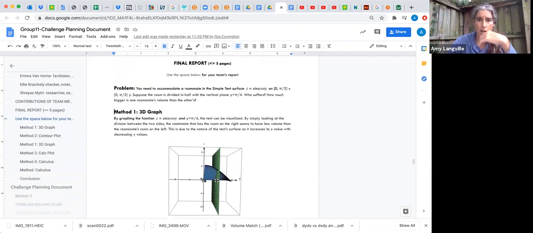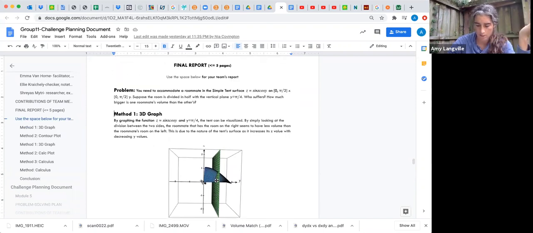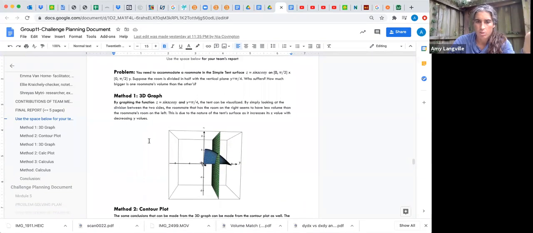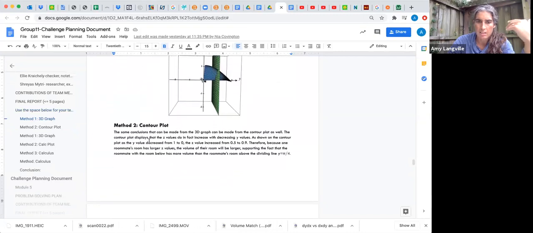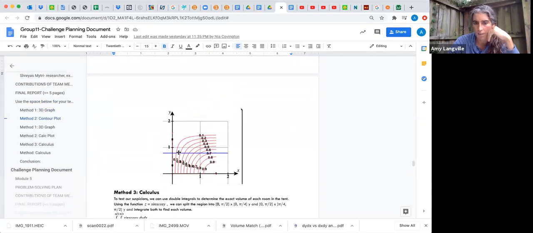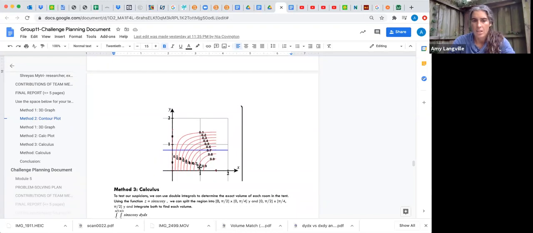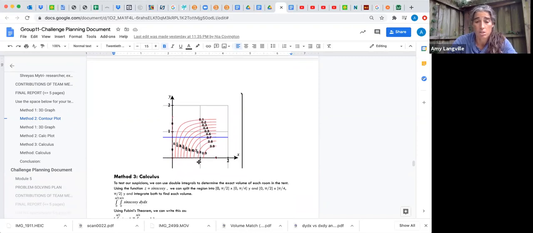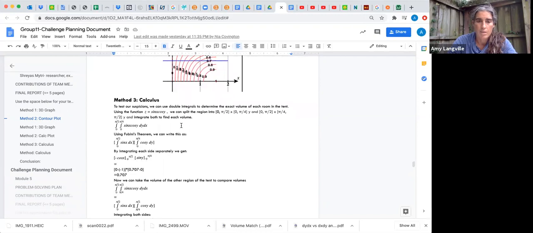But what I liked about group 11, Shreyas, Emma, Ellie, and Nia, was they had several different ways of thinking about this. They started off by visualizing with the 3D graph, as most people did. And then they did this method too. They were like, well, let's think about this in terms of the contour plots. And there's your dividing line. One roommate's over here on this side, one roommate's over here. And they said from the contour plot, that confirms our suspicion, but we can be a little more precise. And then they went to using calculus to test our suspicions.